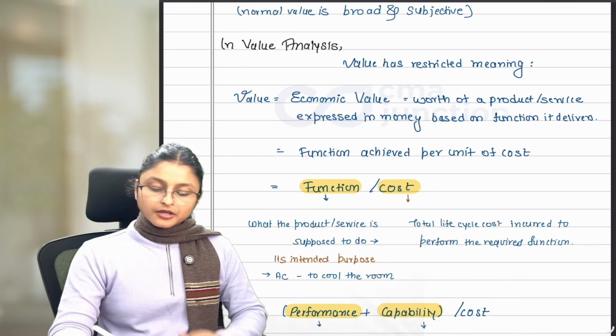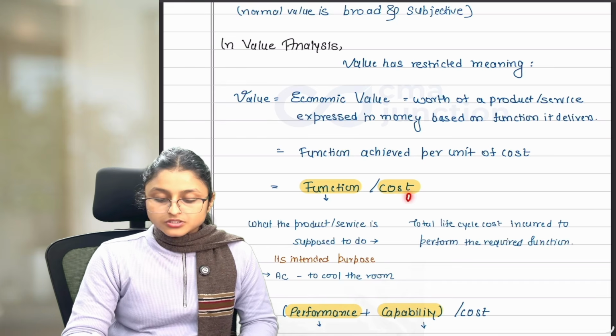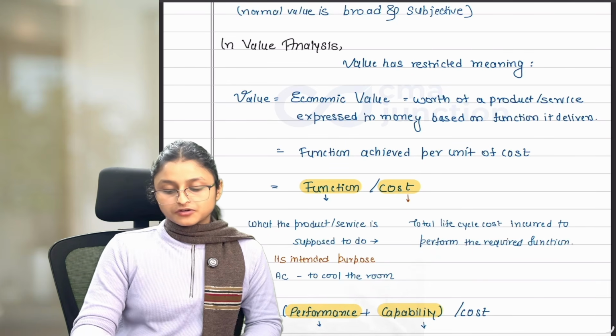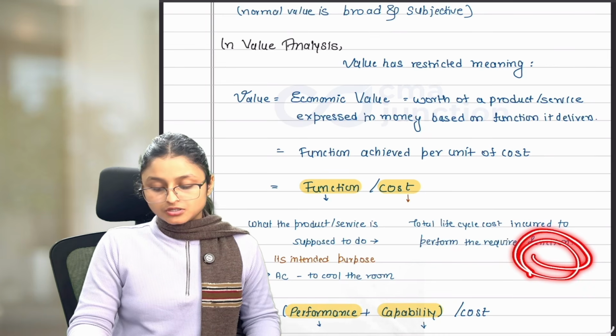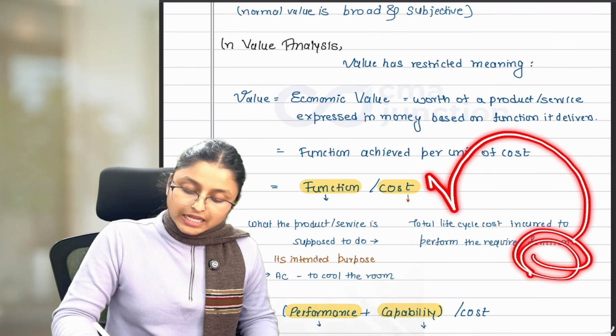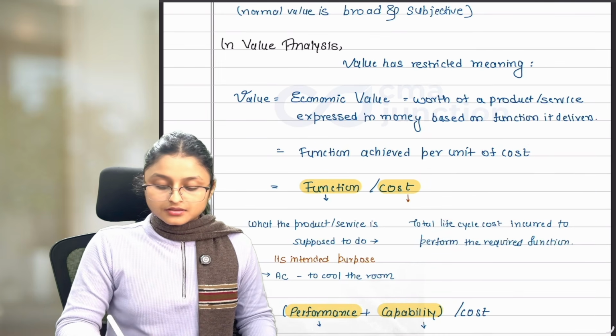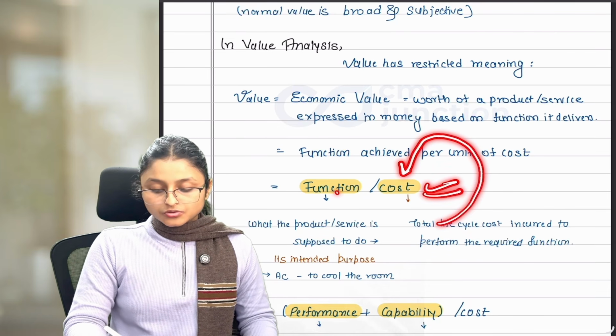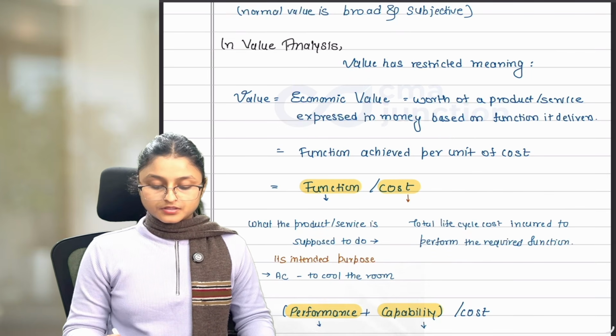Done. Next. Cost. What is cost? Cost is the total life cycle cost incurred to perform that required function. To perform that function, how much total life cycle cost we are incurring, that will be treated as cost and will be considered here to calculate the economic value.